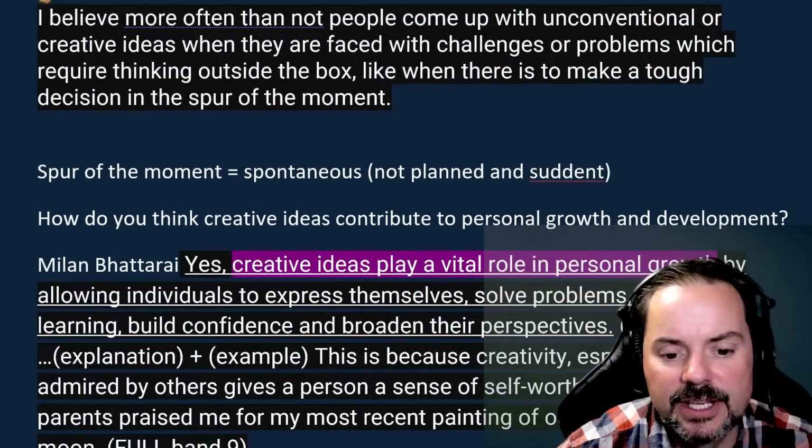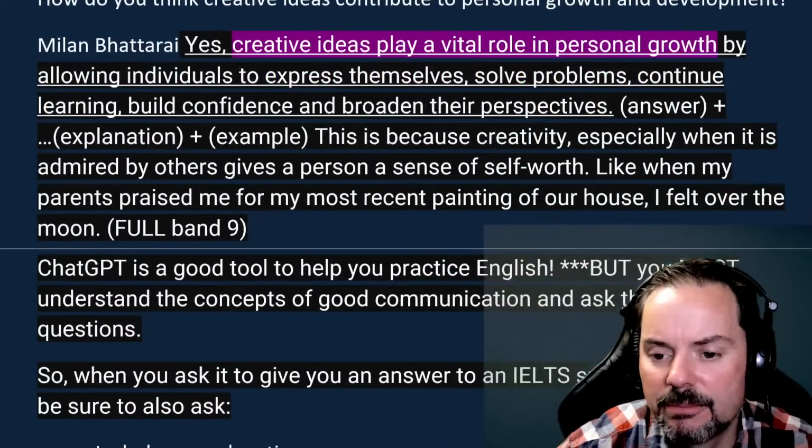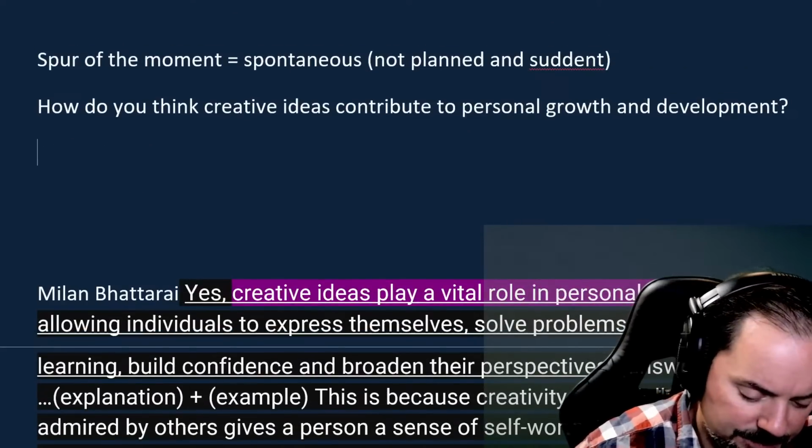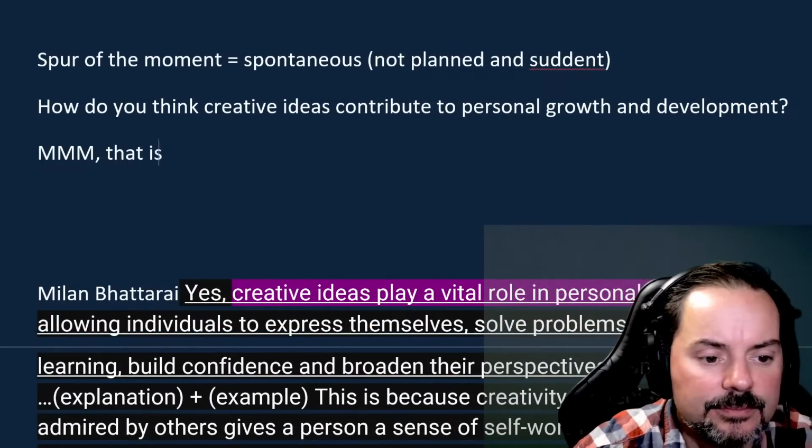How do you think creative ideas contribute to personal growth and development? Hmm, that's a tricky question. Please wait a second for me to think about this.